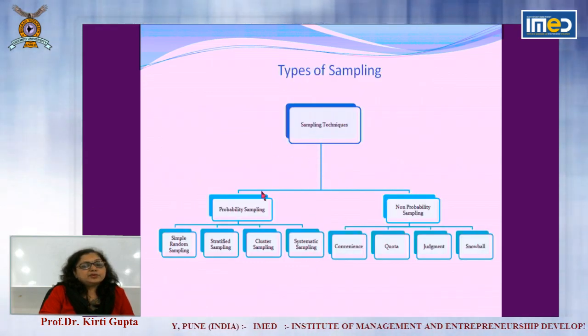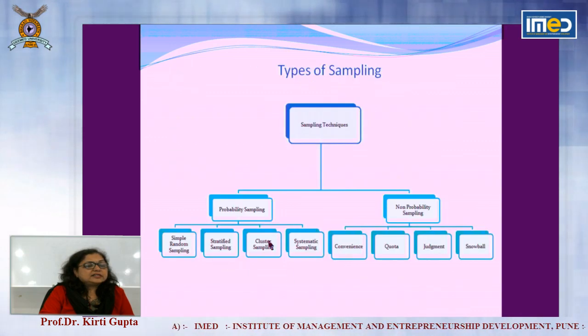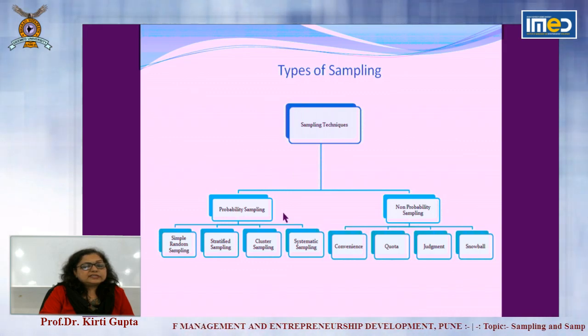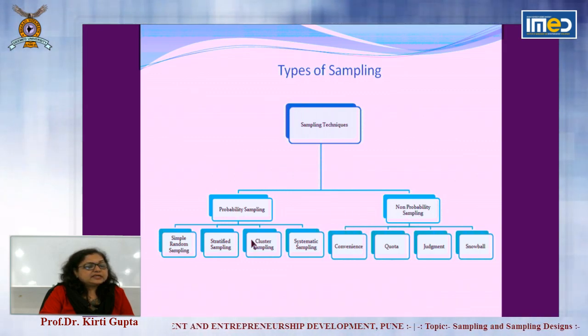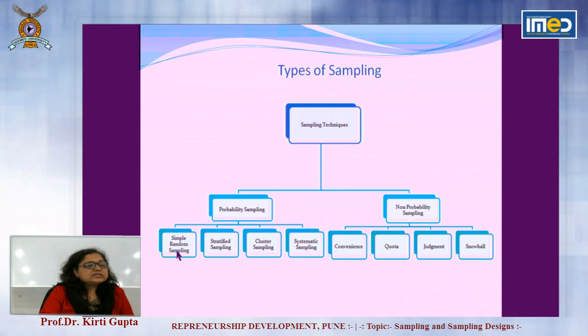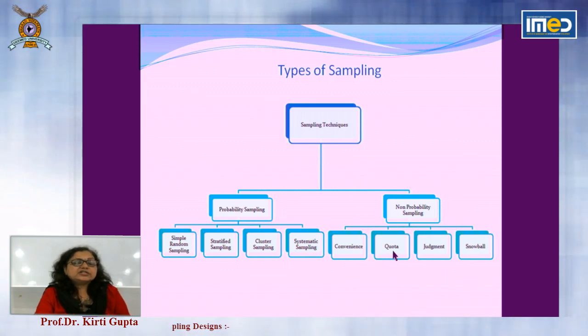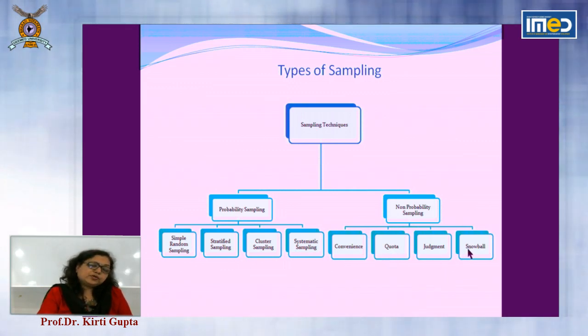Just a look at all the sampling methods at a glance. You have sampling techniques: probability sampling and non-probability sampling. First are simple random sampling, stratified, cluster, systematic. Then in non-probability you have convenience, quota, judgment and snowball. Let us see one by one all the 8 techniques of sampling.